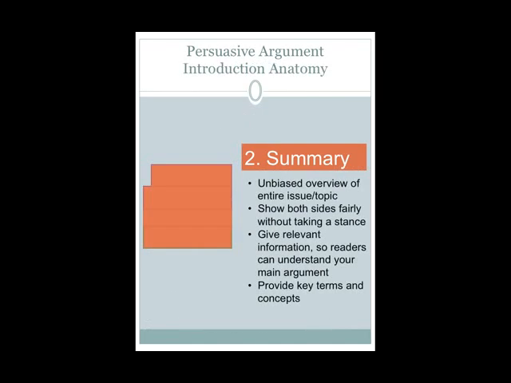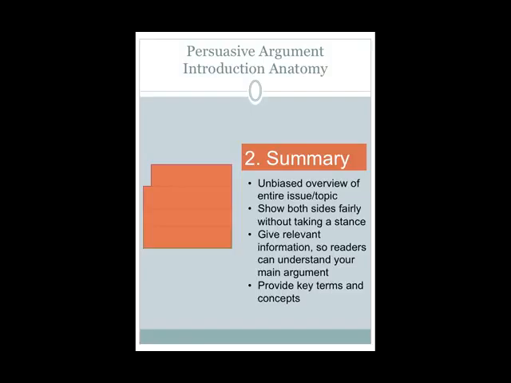Your second paragraph is going to be your summary paragraph. Your summary paragraph is going to look at the issue or topic that you're talking about in a very unbiased way. It should be an overview of the entire topic. It should show the different sides that are relevant to your essay fairly without taking a stance on them. It needs to give relevant information so your readers can understand what your main argument or claim is about.